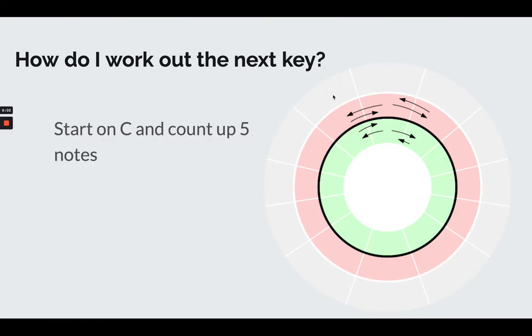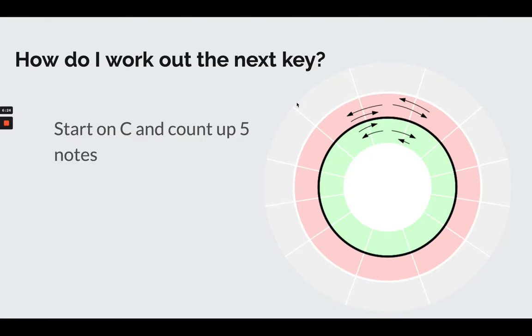F, E, D, C, B flat. Remember that's B flat because B flat is in the key of F major. Then we are going down another perfect fifth. B, A, G, F, E. Because that was flat, this is now going to be flat.